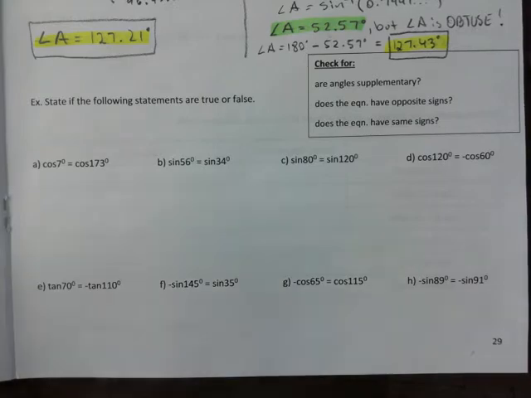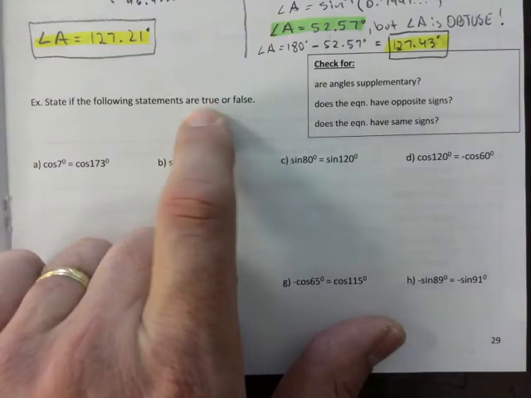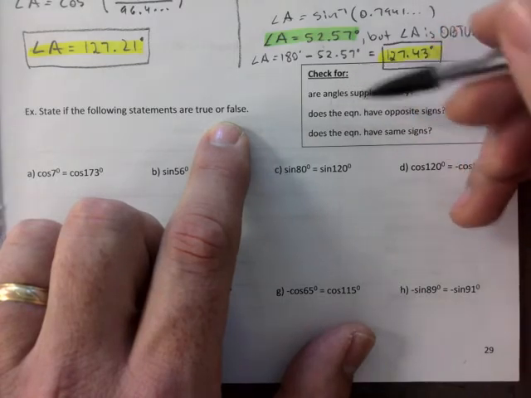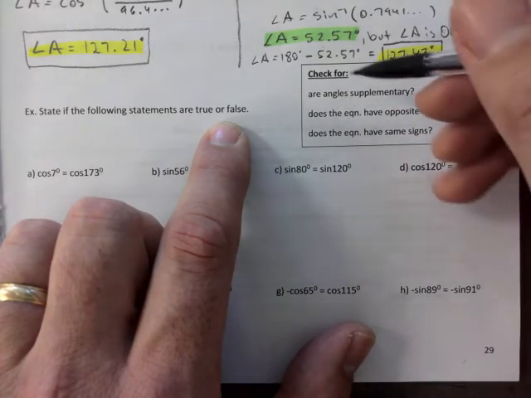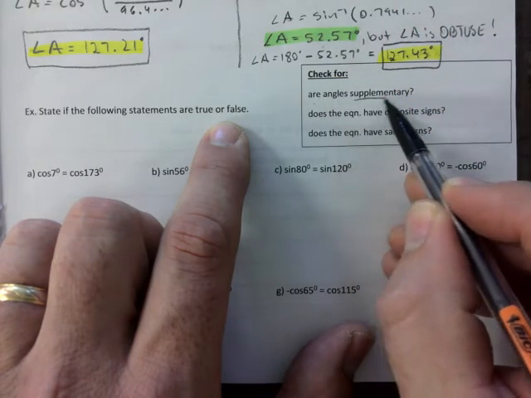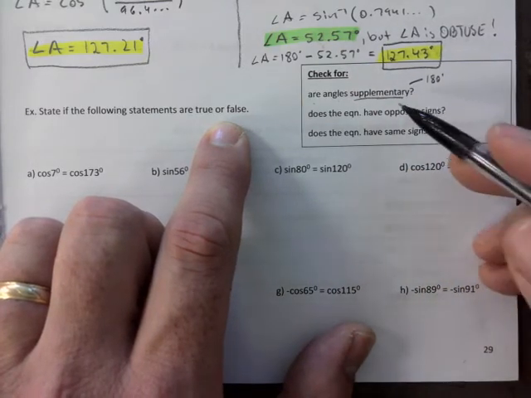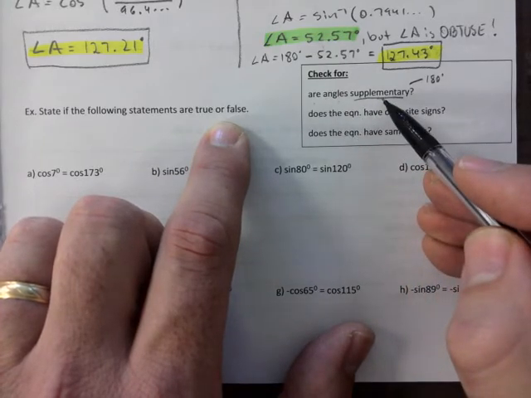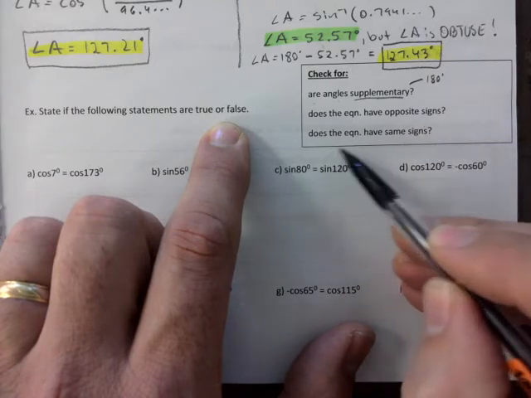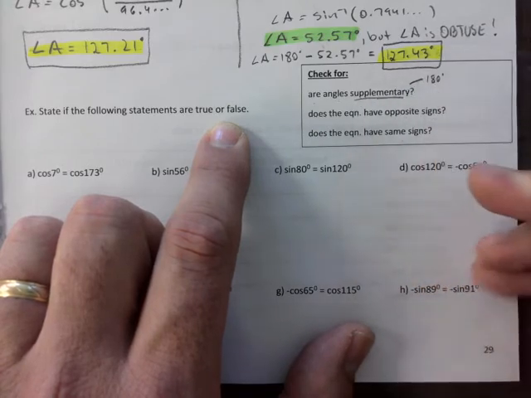Okay, state if the following statements are true or false. So we're going to see that. But I want you to have this, and maybe this check mark is study sheet material. What you want to check for when I give you these statements is: are the angles supplementary? Do they add up to 180? You can just say, do angles add up to 180? Check. Does the equation have opposite signs? Does the equation have the same signs? These are the kinds of things you're looking for.